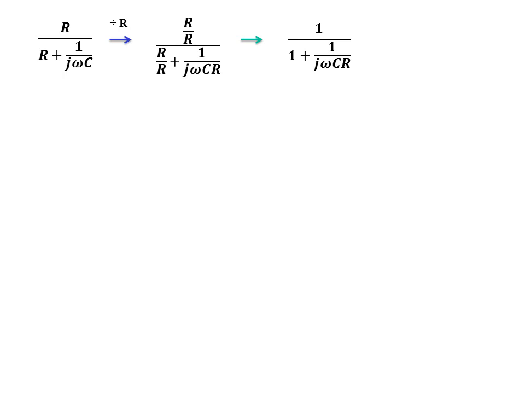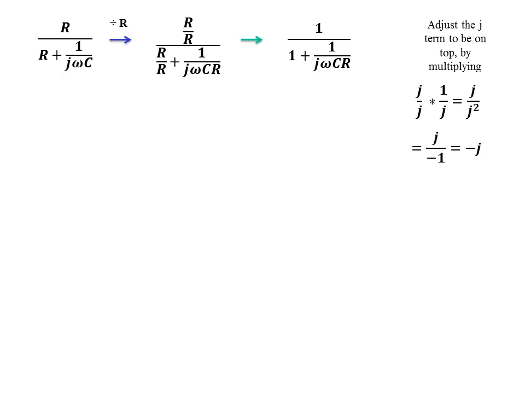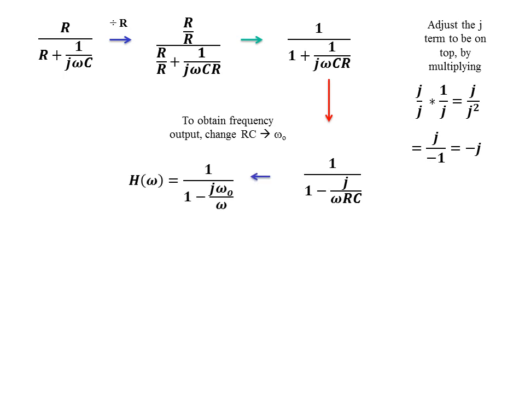Now we're going to change this a little bit. Let's move the j on top by multiplying with j over j. We'll get j over j squared, and j squared, as we all know, is minus 1. So that in turn makes minus j as the new term, and the whole term changes to 1 over 1 minus j over ωRC. Now we'll do something about this RC term. Let's change it to ω0, and it becomes 1 over 1 minus j ω0 over ω.